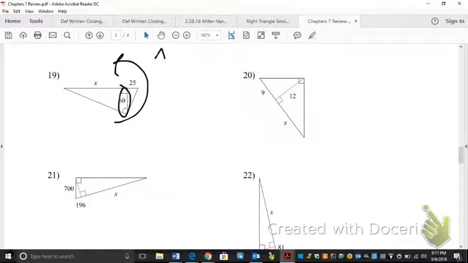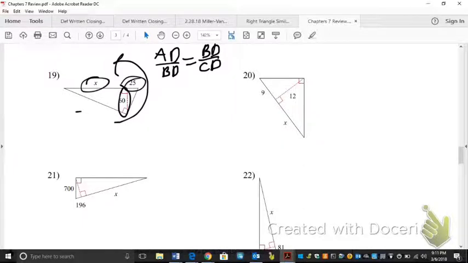Again, rotate it all the way around. Now this one is a hypotenuse or an altitude problem. Notice, because what we're being asked to relate is that altitude 60 with the two hypotenuse segments. So even though we are given the altitude, we're still looking for that corollary that relates the altitude to the two hypotenuse segments. So we get 25 over 60 equals 60 over x.